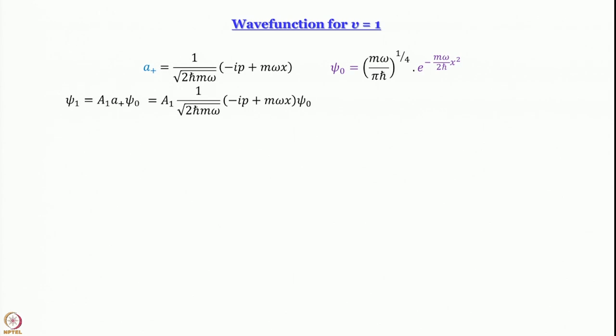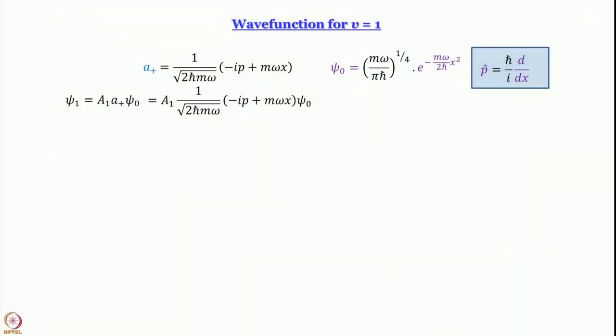Now, we write like this. What we do is, we write the form of the A plus operator, 1 by root over 2 h cross m omega, multiplied by minus i p plus m omega x, operating on psi 0. Please remember, this p here is an operator, x here is an operator. x is not so much of a problem, because the action of x is just to multiply the wave function by the value of the position. But let us not forget what the form of the momentum operator is. Momentum operator, as we know very well by now, is h cross by i d/dx or minus i h cross d/dx.